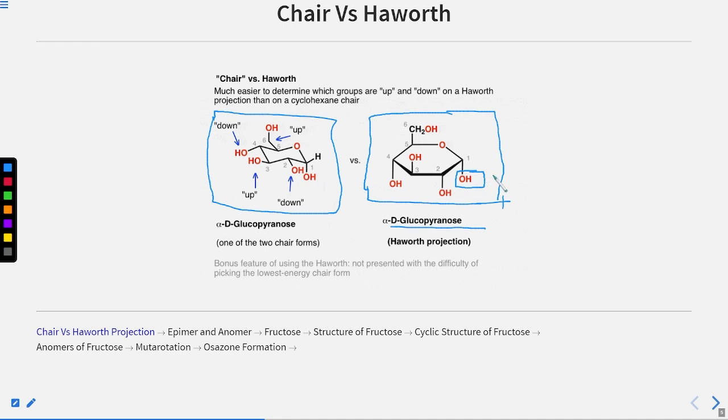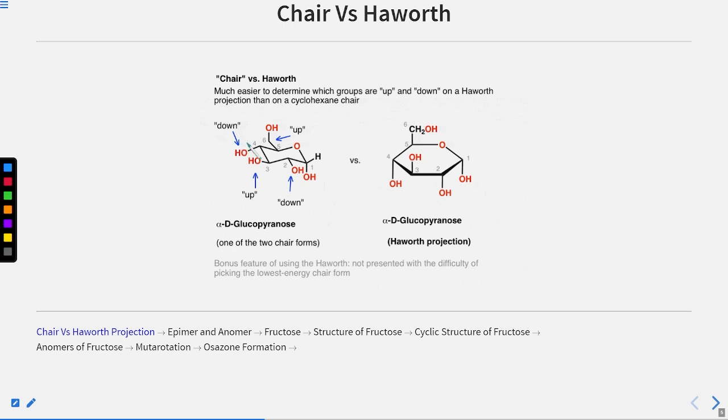Next, in analogy with this Haworth projection, I have drawn the chair form. How does it look? Here is the chair form. You can see this is the O that is here. At the first position, the H is present on the upside. Although it is not mentioned here, it is understood that H is on the upper side. Then we have OH on the downside, then OH, then OH, then CH2OH. This is up and this is down.